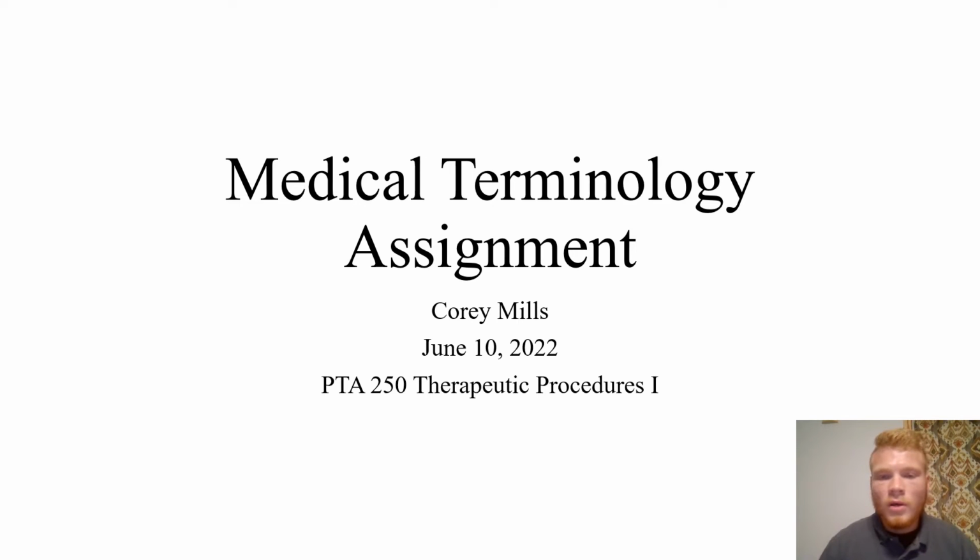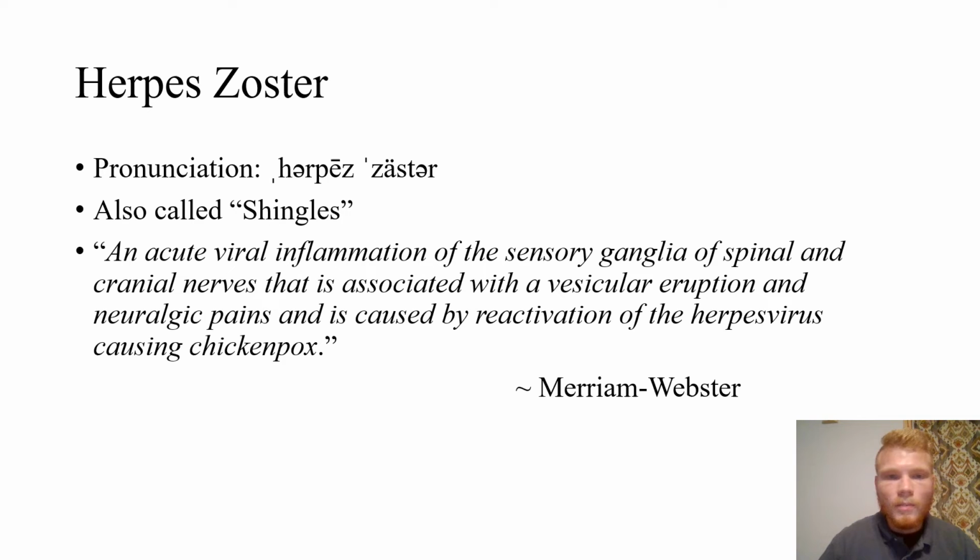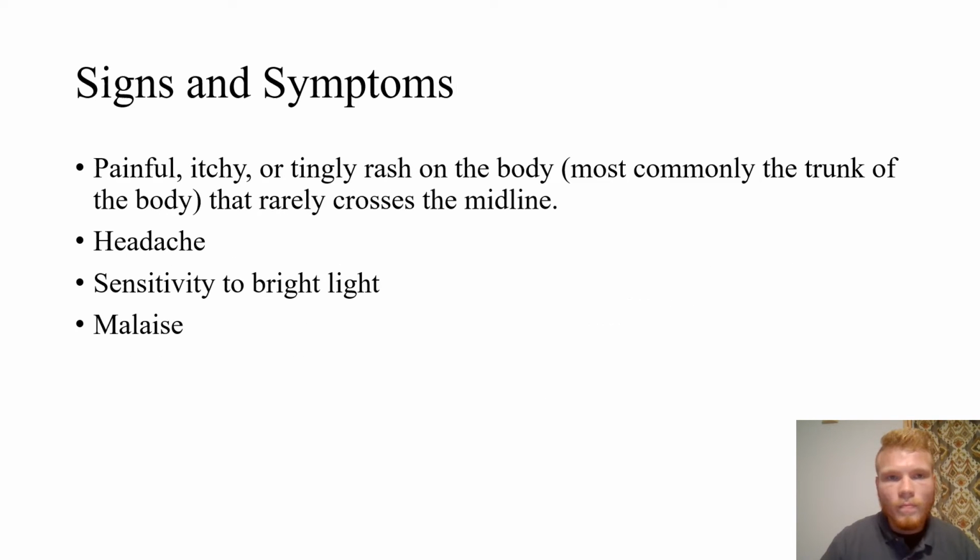This presentation will be on the herpes zoster virus. So what is herpes zoster? Herpes zoster is an acute viral inflammation of the sensory ganglia of spinal and cranial nerves. This virus is typically associated with people who have had the chickenpox virus earlier in their lifetime or people who are affected by the HIV virus. Currently, this virus is incurable, but it is treatable.